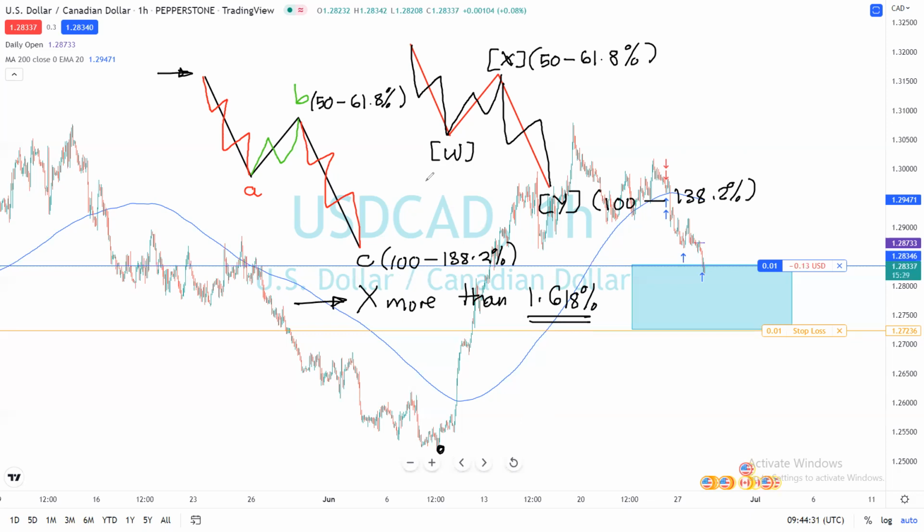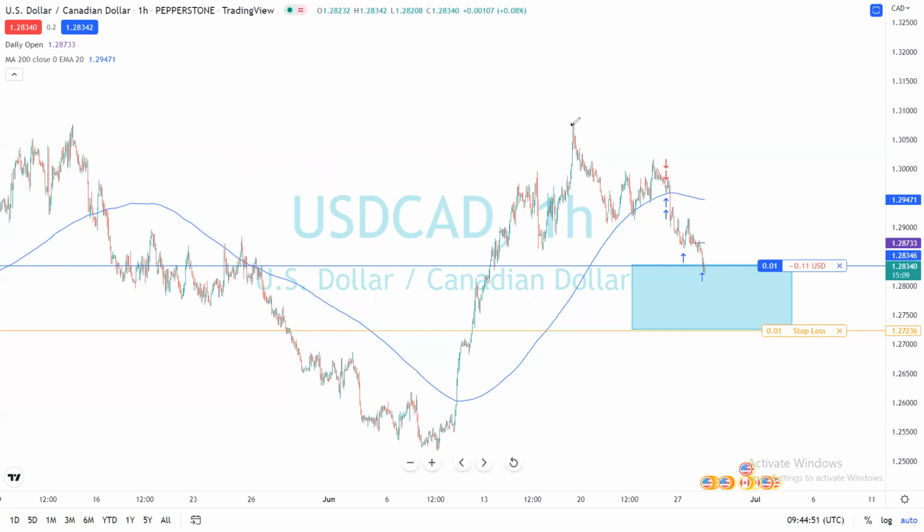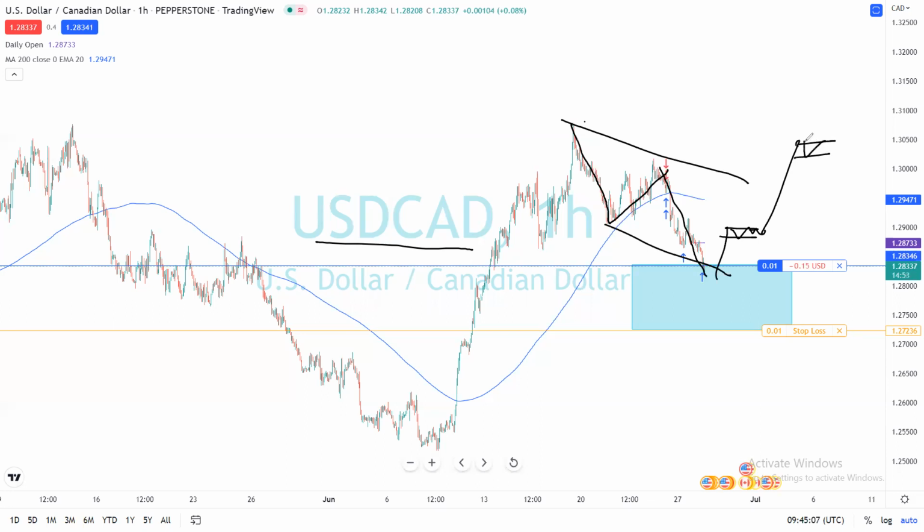Okay, so now let's see how we can make use of this, and I'll also share a bit on an entry strategy that you can use when you're trading the zigzag. So let's look at this zigzag I'm looking at here on the US dollar, Canadian dollar. There's a nice zigzag that I'm looking at. It's almost complete, and we can start to position ourselves for a further upside move.